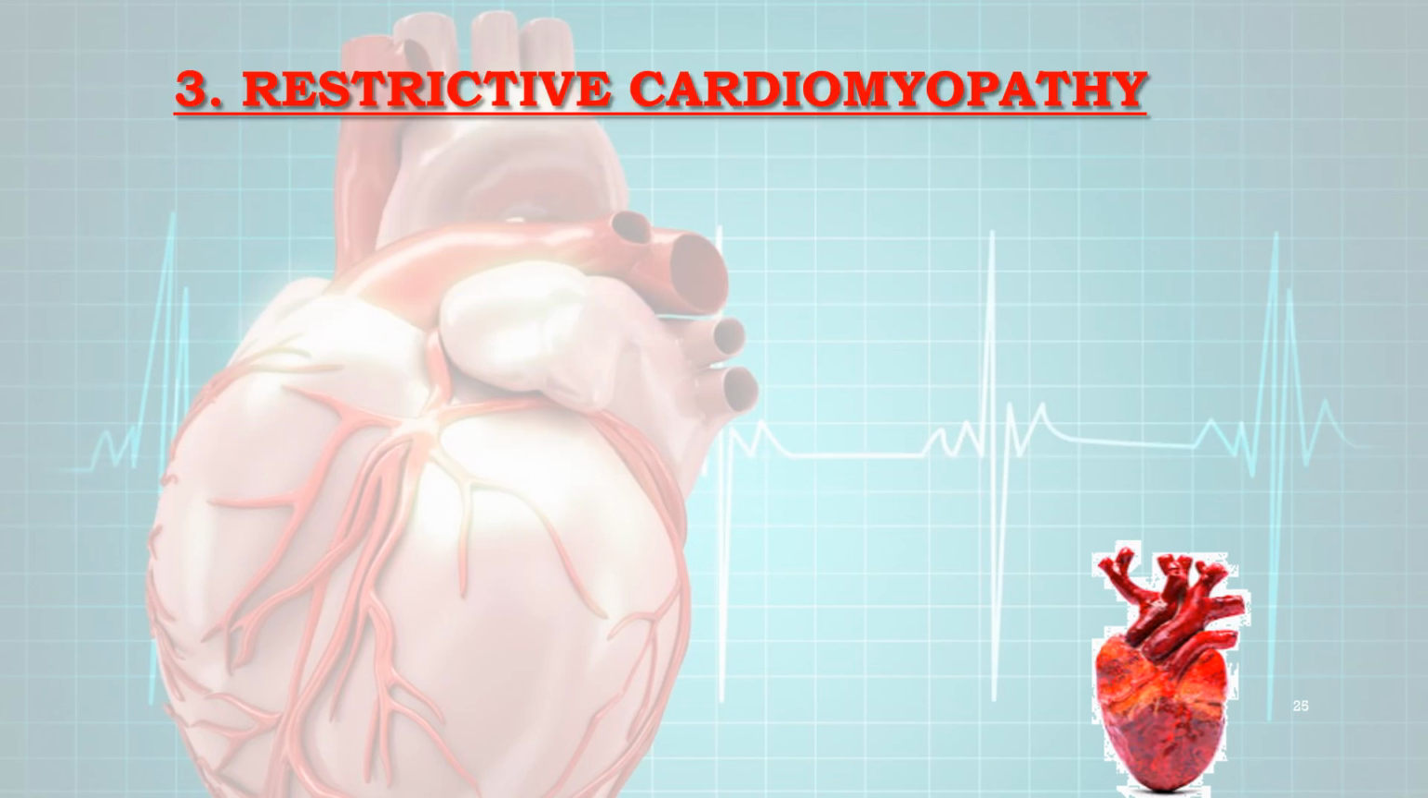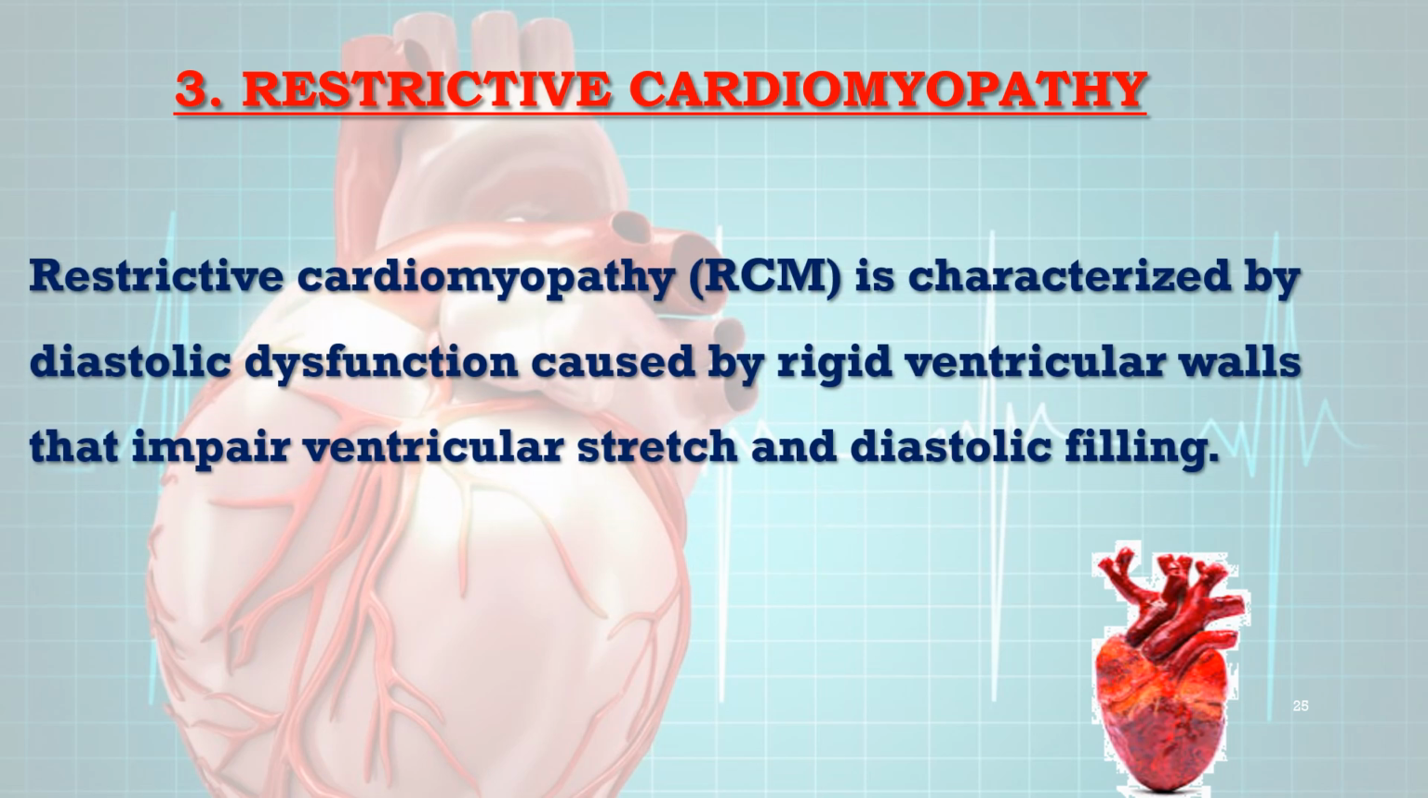And the third type of cardiomyopathy is restrictive cardiomyopathy. Restrictive cardiomyopathy is characterized by diastolic dysfunction caused by rigid ventricular walls that impair ventricular stretch and diastolic filling. So the ventricular wall is more rigid and will not expand. It will affect the systolic as well as the diastolic function of the ventricular wall.